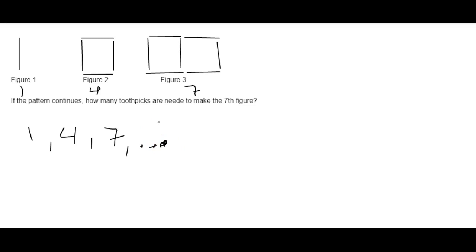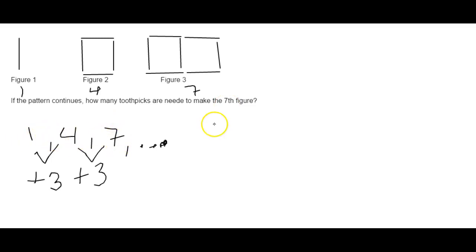Well, once you've figured out what the actual numbers are, you do the pattern the same way. Let's try addition first. To get from 1 to 4, you have to add 3. And to get from 4 to 7, you have to add 3 again. So adding 3 is our pattern. We just have to keep going until we make it to the 7th figure.